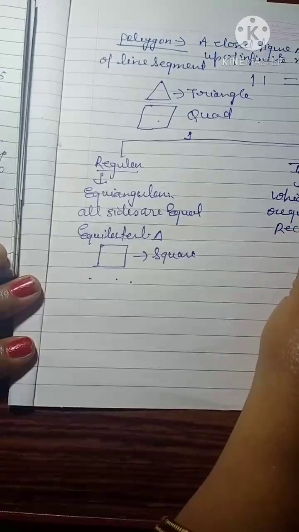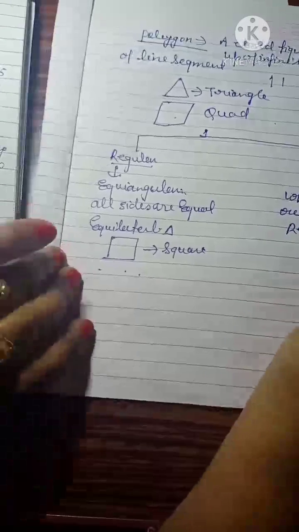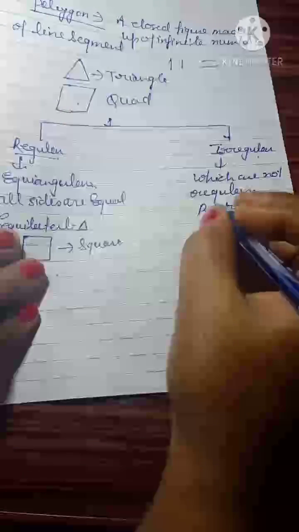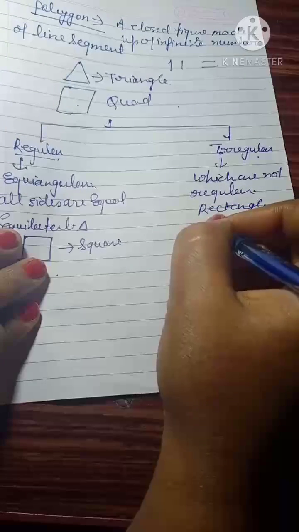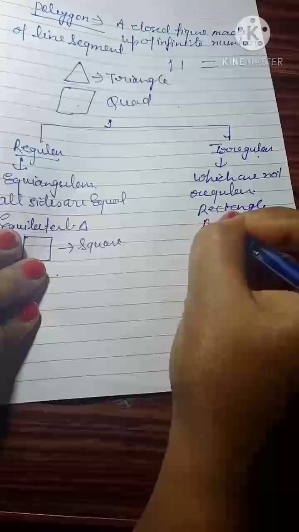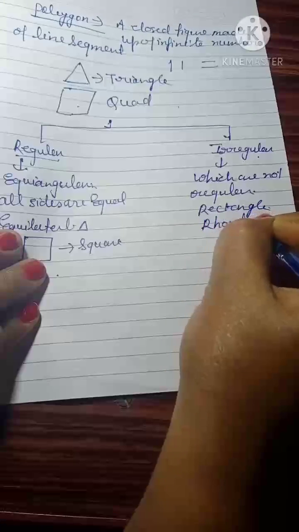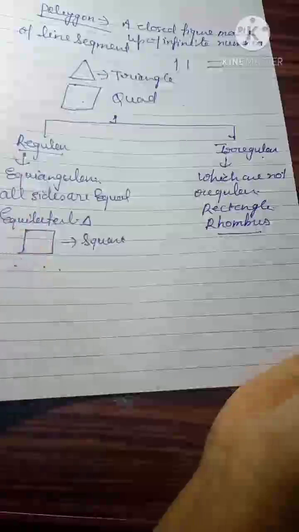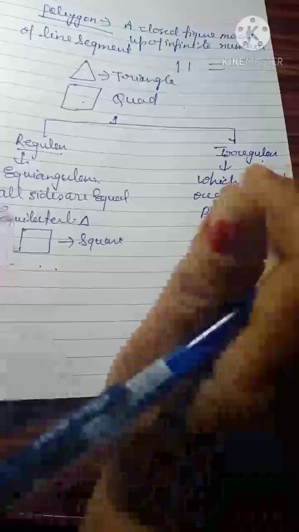For example, rectangle. In rectangle all angles are equal but all sides are not equal, that's why it will be an irregular polygon. Then the next example can be rhombus. In rhombus all sides are equal but all angles are not equal, that's why it will be an example of irregular polygon. Maybe up to here it will be clear to you, beta. Then the next thing comes again.